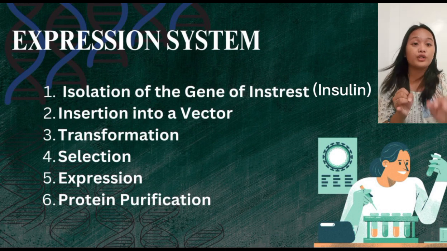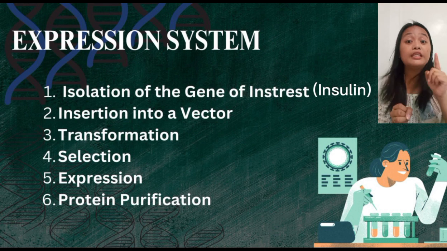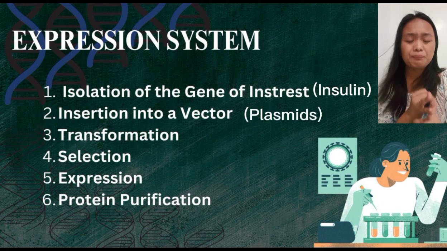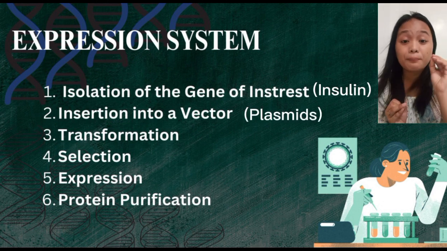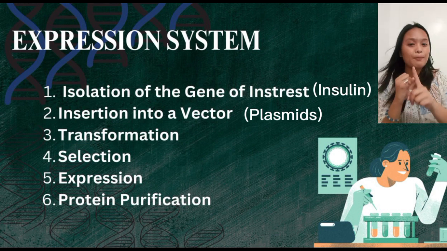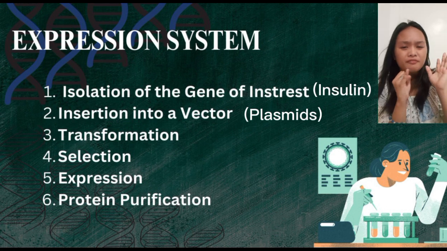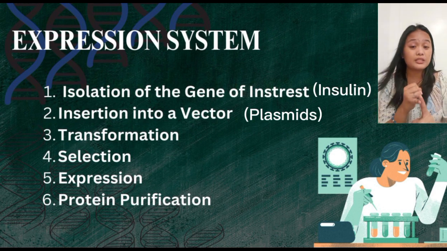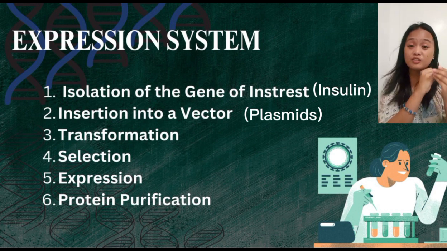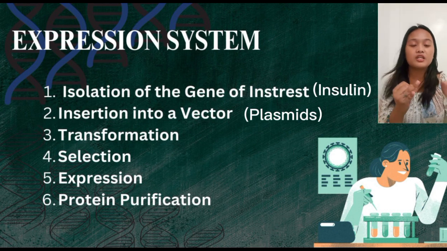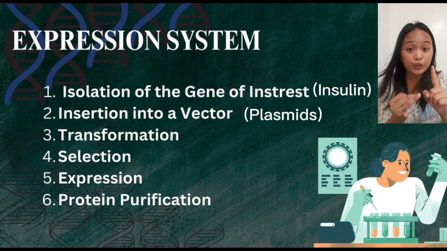So let's move on to step 2, insertion into a vector. The insulin gene is inserted into a plasmid. A plasmid is a small circular piece of DNA that is separate from the bacterial chromosome. Remember, in step 1 we isolated the insulin from human DNA. So after isolating the insulin, we insert it into the plasmid. That is the insertion into a vector, where our vector is the plasmid.